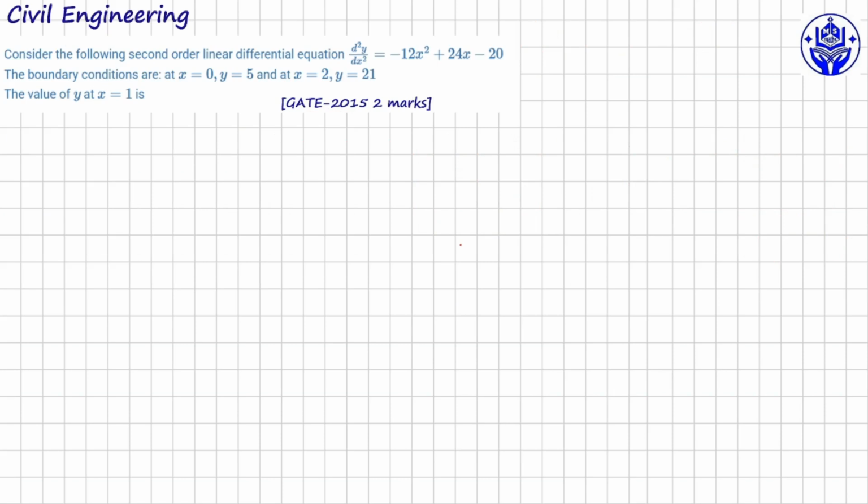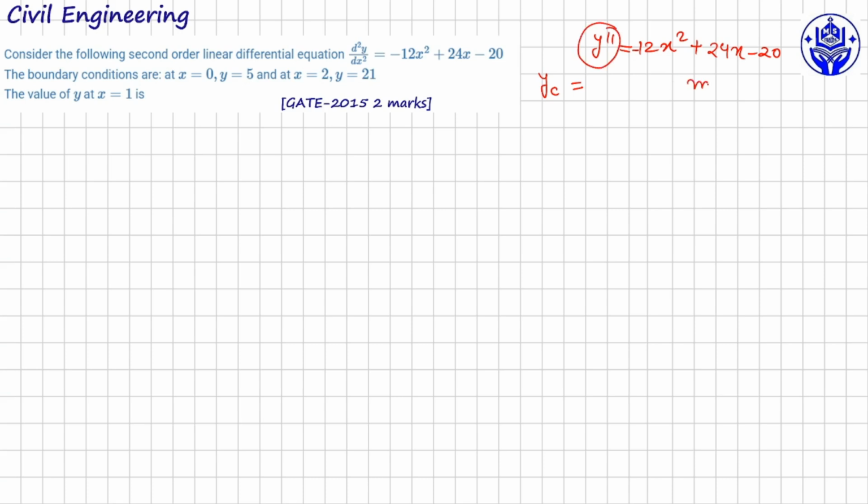Next question. Consider the following second order linear differential equation with the boundary condition as this. So this is y double dash equals minus 12x square plus 24x minus 20.